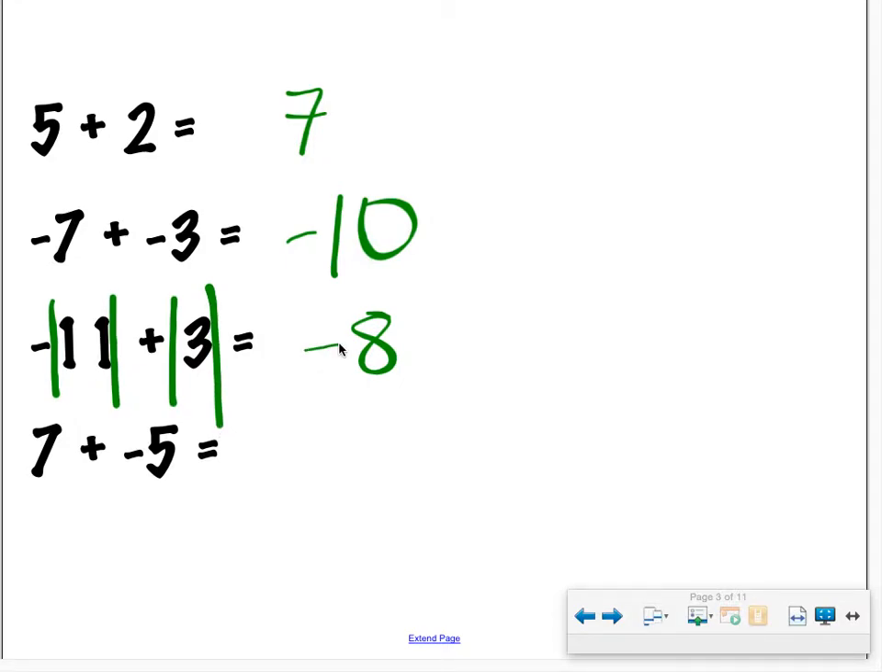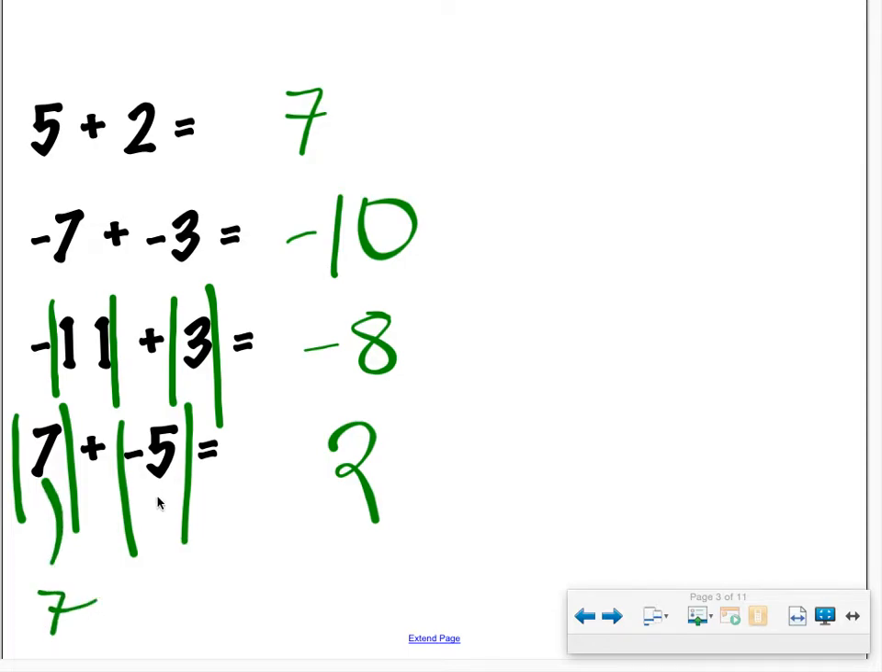7 plus negative 5, find the difference, which is 2. If we look at the whole absolute value, right, absolute value of this is 7, absolute value of this is 5, so we keep the greater sign, which is positive.